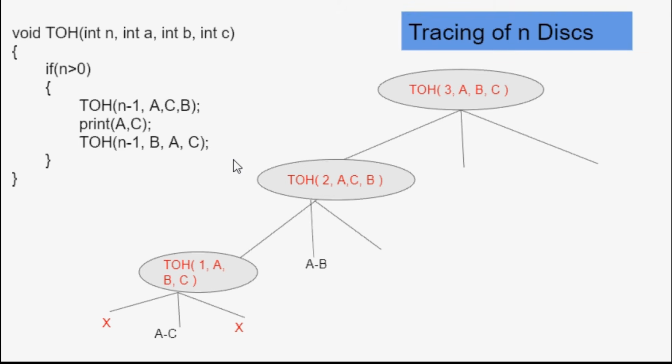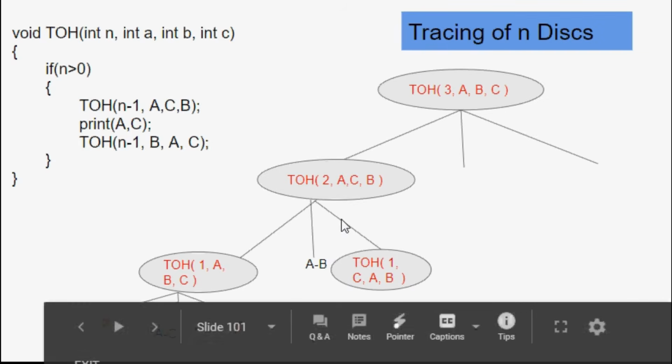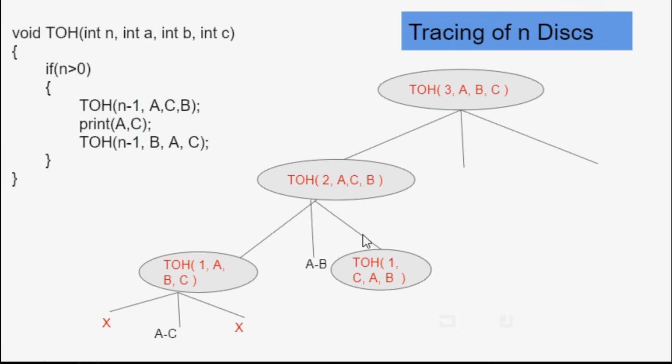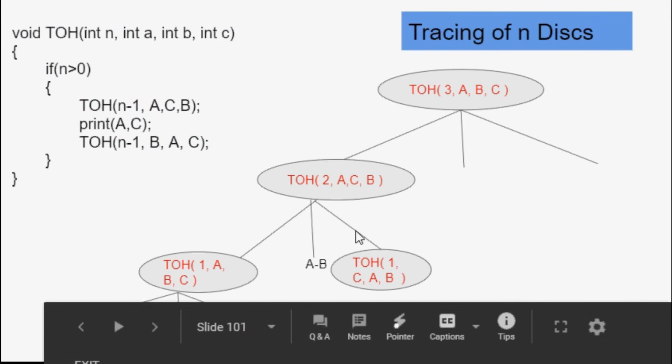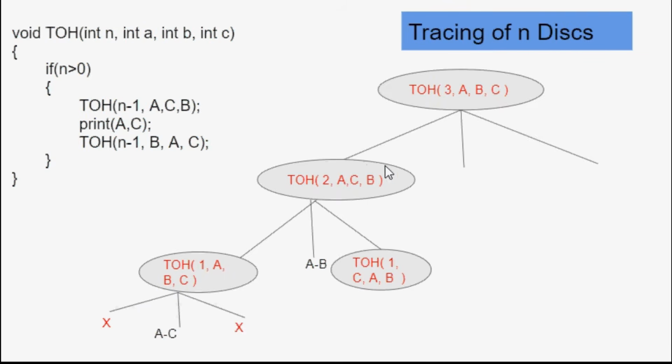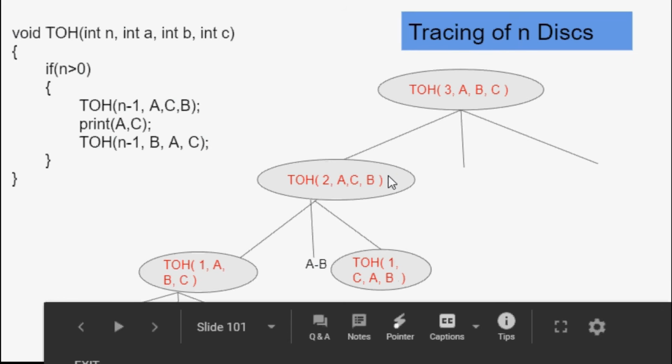Okay, do write the same thing. That is n-1, 2 minus 1 is 1. Then BAC. What is the value of B here? That is C. So I'll write C, then A, and then B. What was the B here? What was C here? That was B. So I have written B.